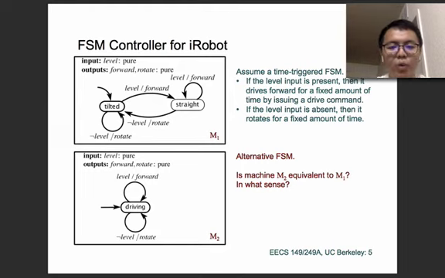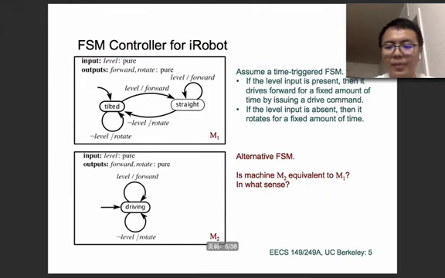Well, in what sense? That means from what kind of perspective you look at these problems. Some of you may assume that they have a different number of states. Yeah, M1 has two states, but M2 only has one state. So they are not equivalent.